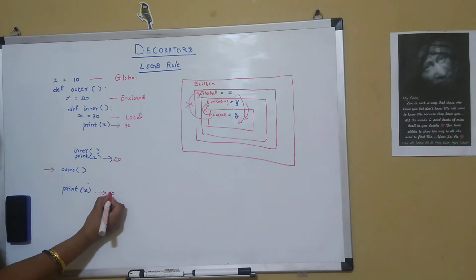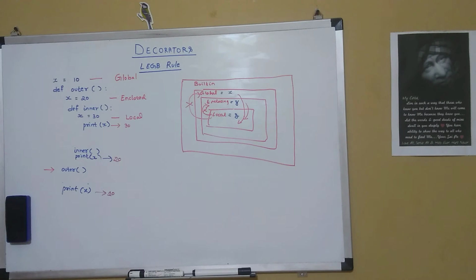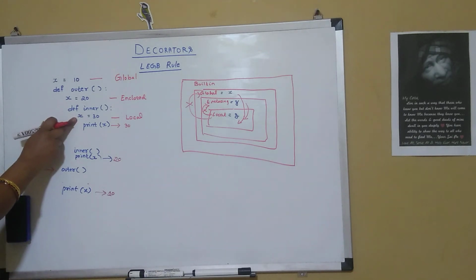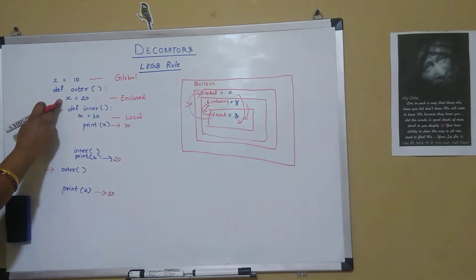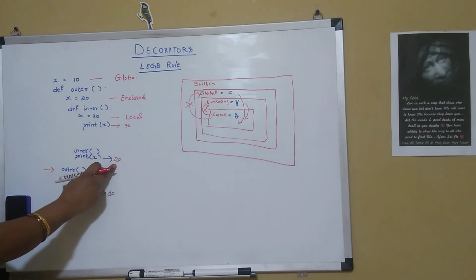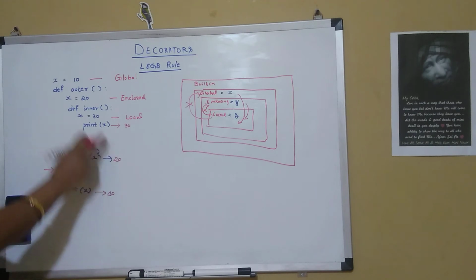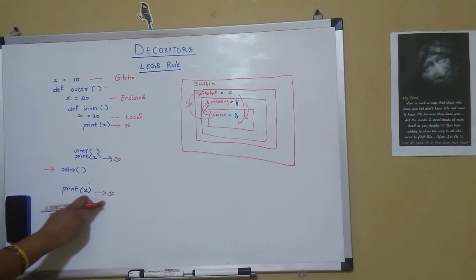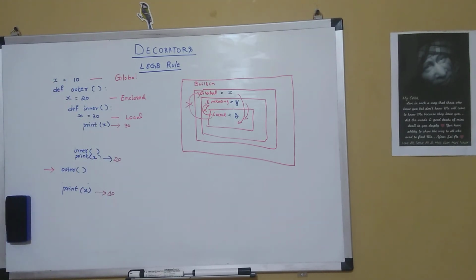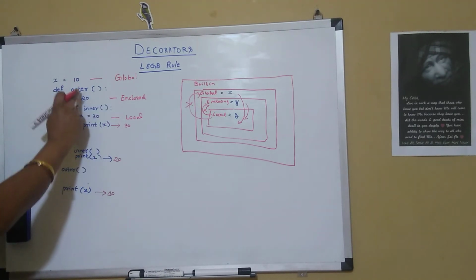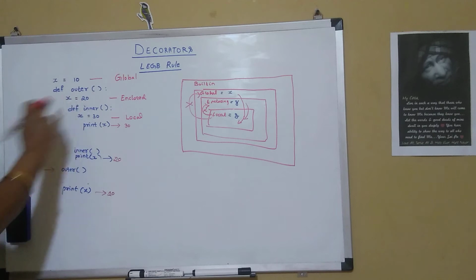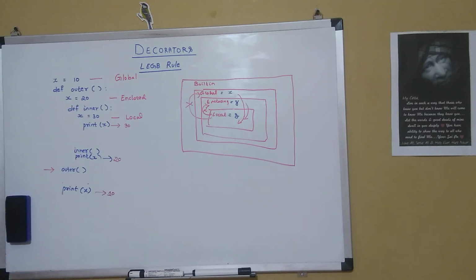so it prints 10. So friends, we are seeing how at the local level, the local value has precedence. At the enclosed level, the enclosed value has higher precedence. And at the global level, the global value gets printed. Within the enclosed function, it does not print 10 because the enclosed value has higher precedence. So this is one more thing.